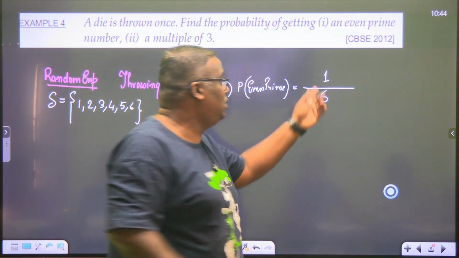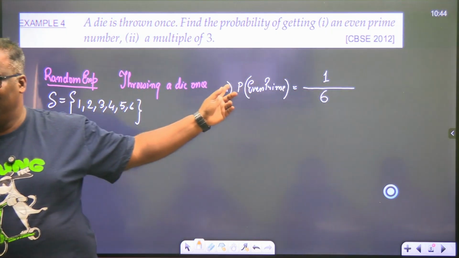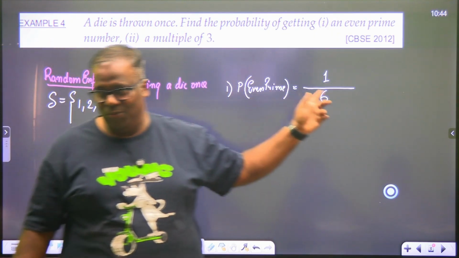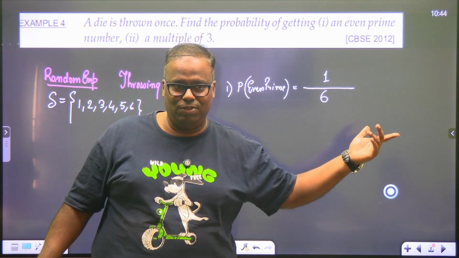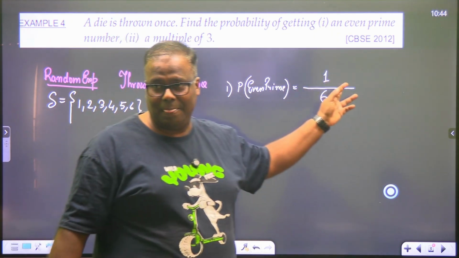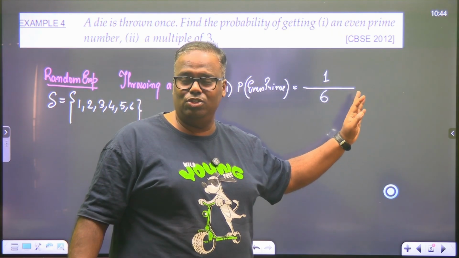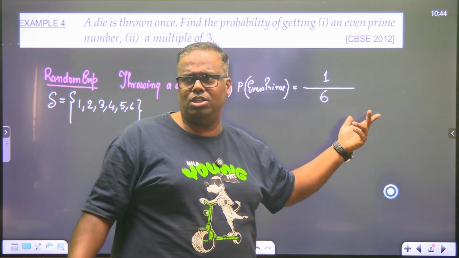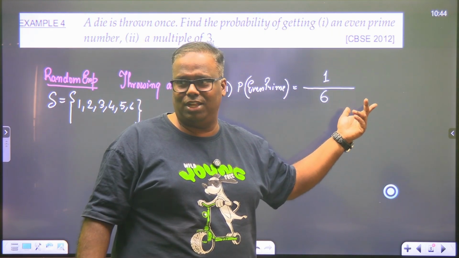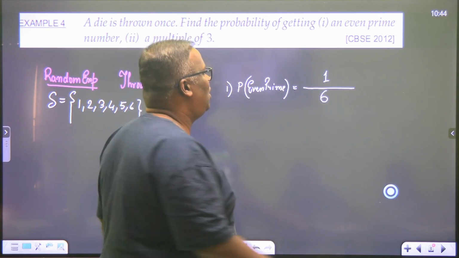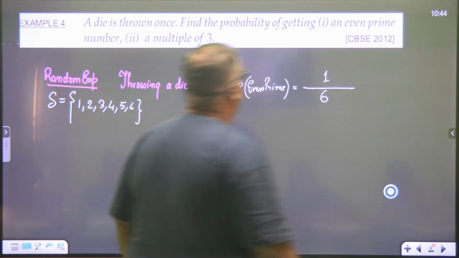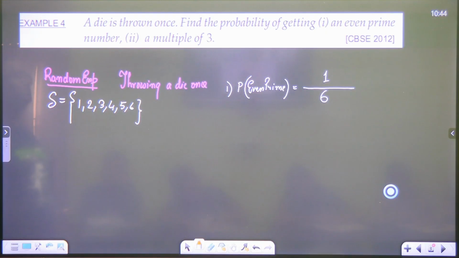Don't write 2 here. Many children write 2 here. It is not the value. It is the options that favor you. यहाँ पर 2 मत लिख देना, कचरा हो जाएगा. Then you will see 2 by 6, 1 by 3. Your probability should be less than 1. I am correct. No. So your answer becomes how much now? 1 by 6. Okay, next question is a multiple of 3.